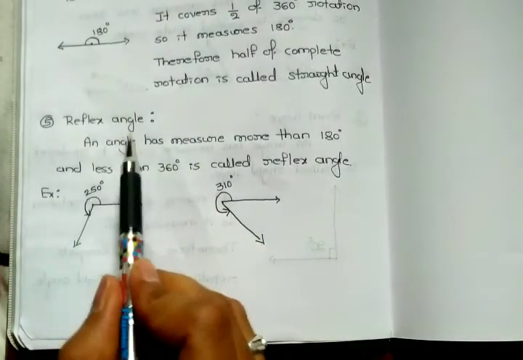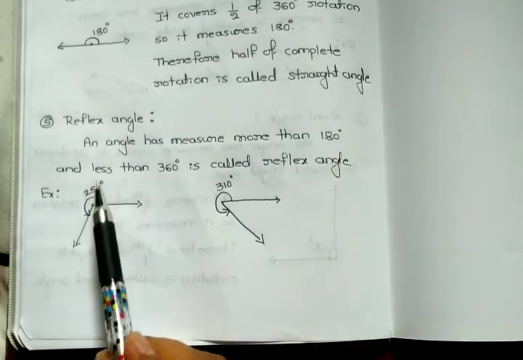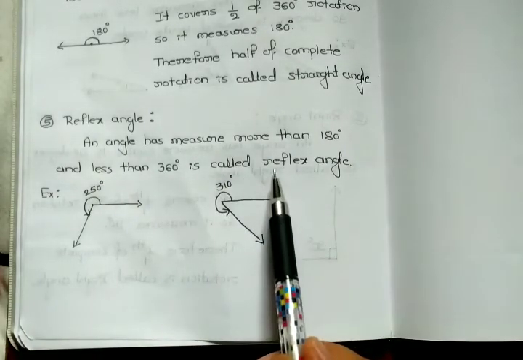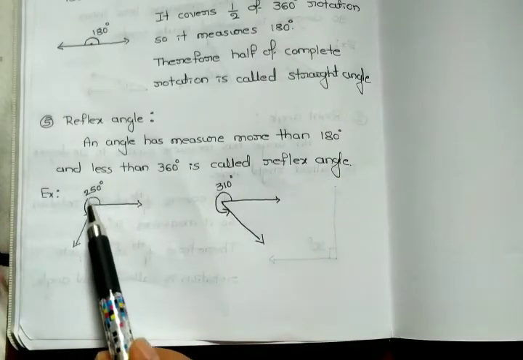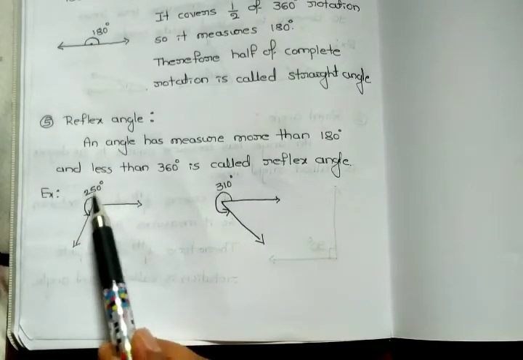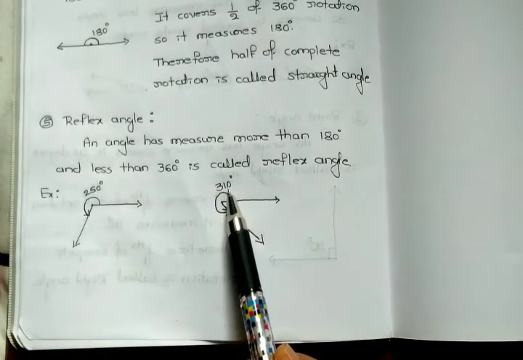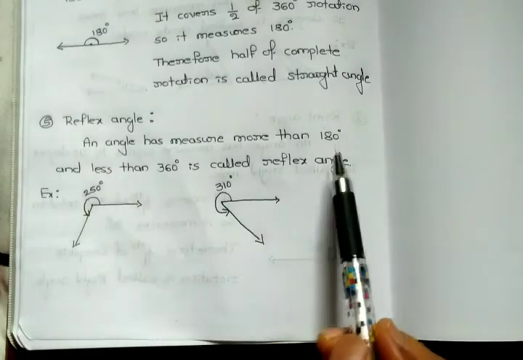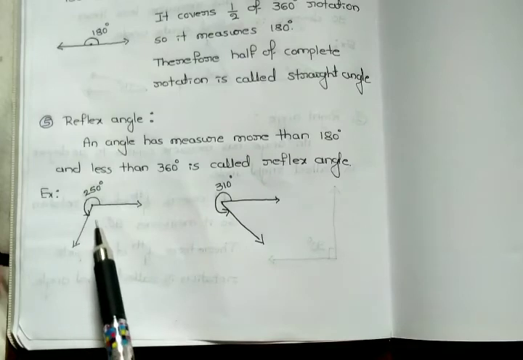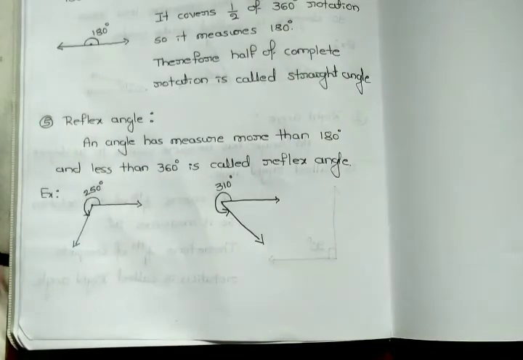Next, reflex angle. An angle has measure more than 180 degree and less than 360 degree, then such type of angle is going to be called what? Reflex angle. So here 250 degree is there, so it is more than 180 and less than how much here, 360. So this is reflex angle. Here 310 degree is there, means it is more than how much degree, 180 degree, and less than how much degree here, 360 degree. Then such type of angles are going to be called what here? Reflex angle.